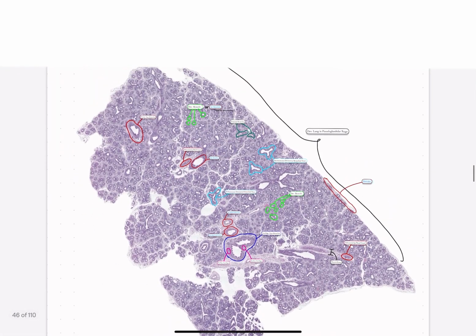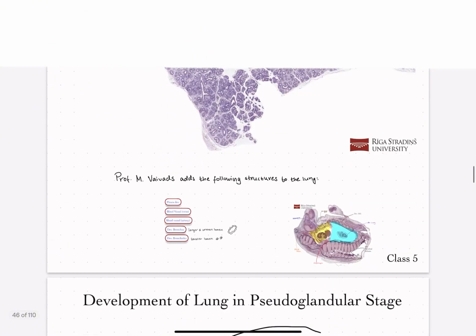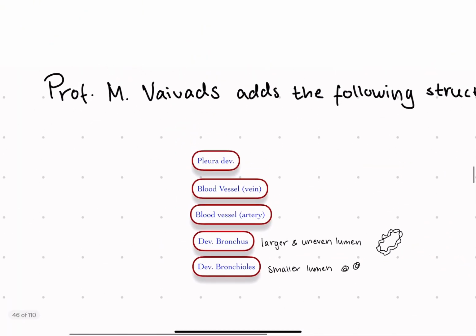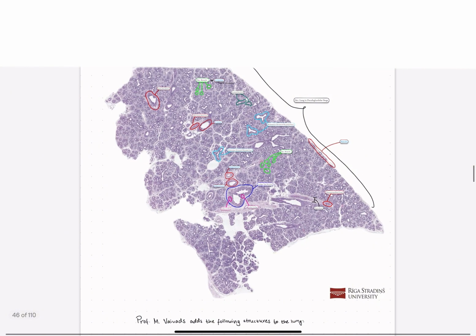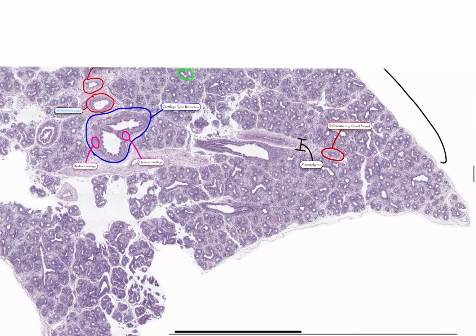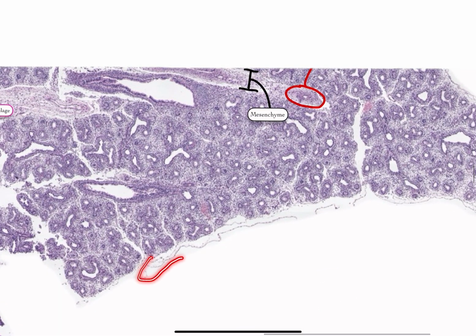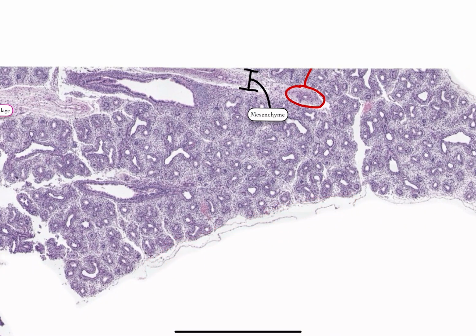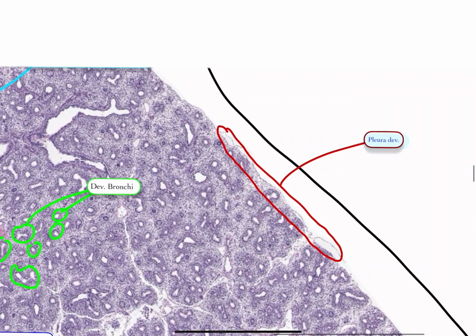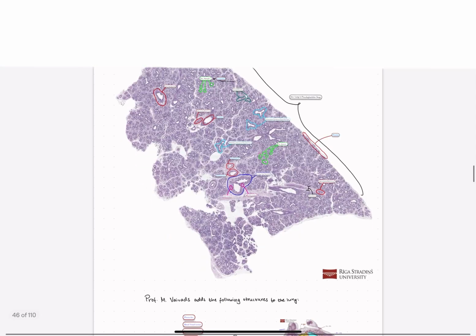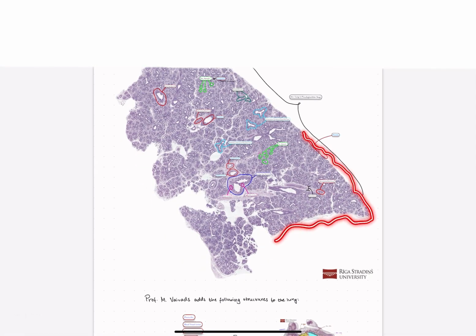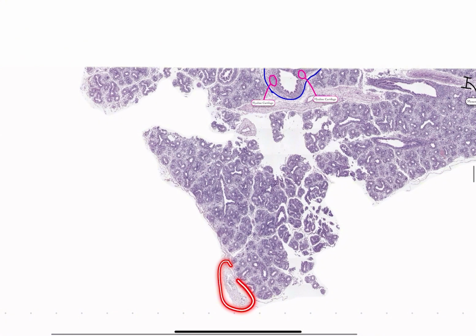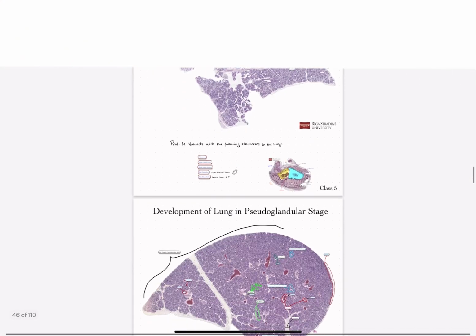The very last structure of the developing lung in pseudoglandular stage I'd like to mention is one brought up by Professor Vaivads, which is the pleura development. Now, hopefully you remember the pleura from colloquium 3 of physiology, but it is this sort of tissue that surrounds the lung like so. It's almost like the pia mater of the lung, is best how I would describe it. So this would be the pleura development as well. So this little loose shawl that surrounds the lung. This would maybe also be the pleura development.